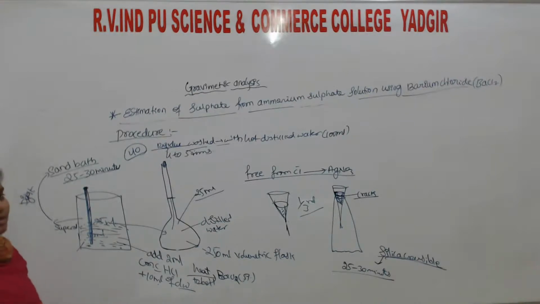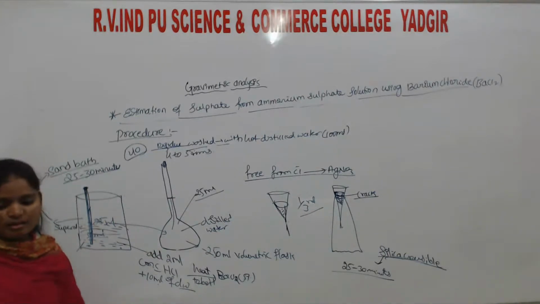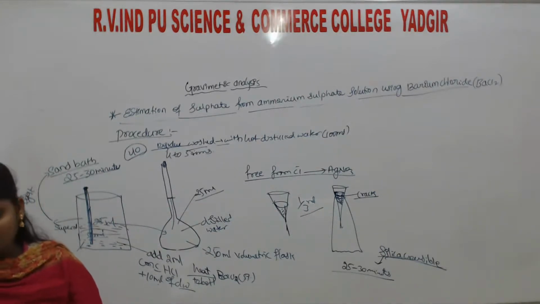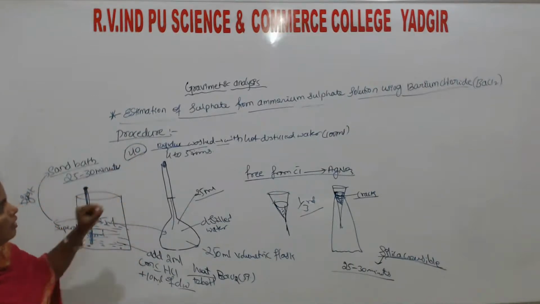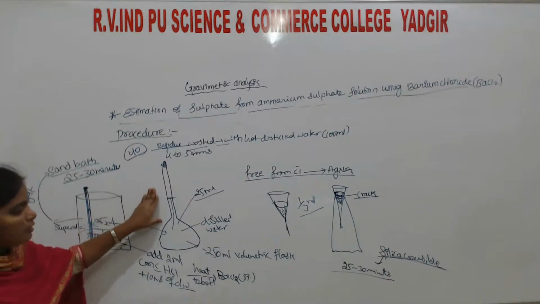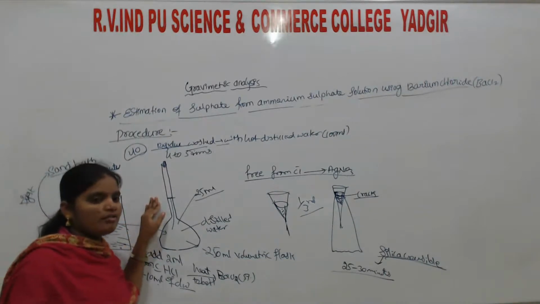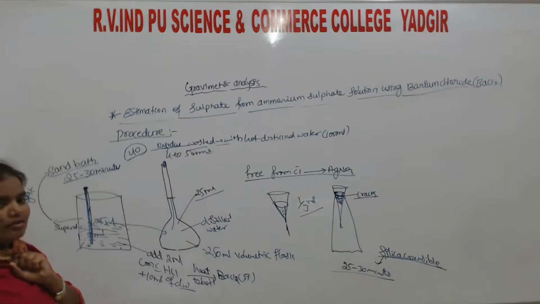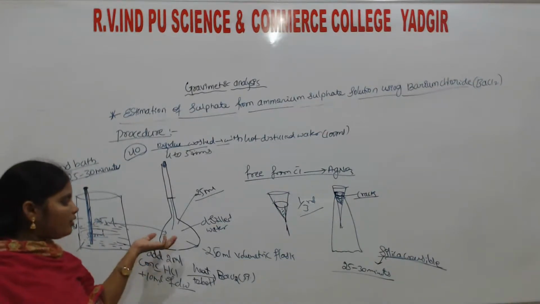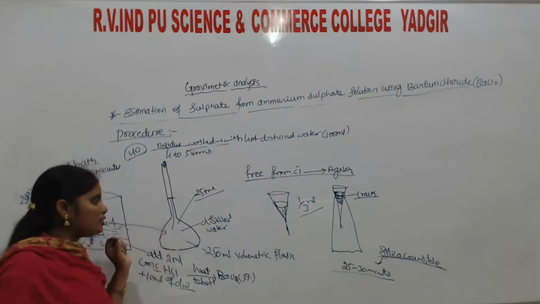This is a procedure for gravimetric analysis. Here I tell you once again, this is a procedure. First you take the unknown given solution, and you dilute that unknown solution.